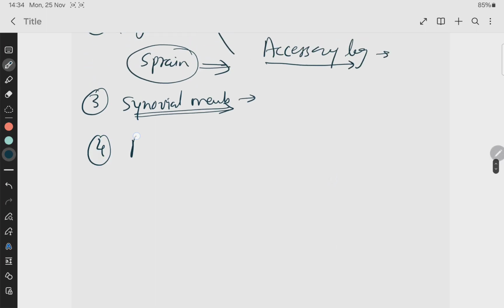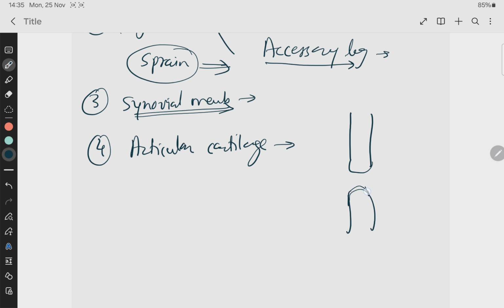Then next comes the articular cartilage. What is articular cartilage? It covers the ends of the bones. These two bones, it covers their ends, so that these ends become smooth and avoid friction during the movement of the joint. And which type of cartilage is it mainly? Hyaline cartilage. So articular cartilage is hyaline cartilage. It provides smooth frictionless movement and resists the forces.